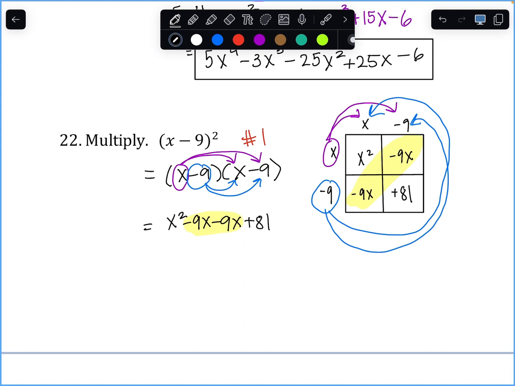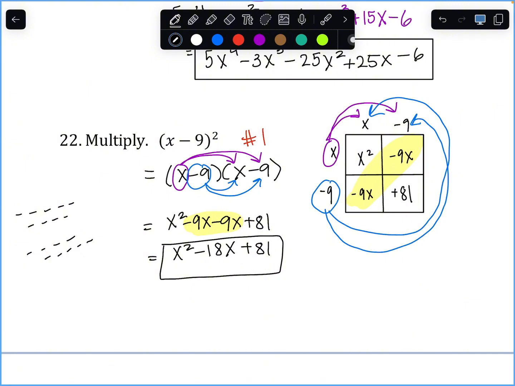It's addition. So you got 9 negatives, 1, 2, 3, 4, 5, 6, 7, 8, 9, and then 1, 2, 3, 4, 5, 6, 7, 8, 9 more negatives. How many negatives are in total? 18 negative. Yeah, so it's negative 18x plus 81. This is a common mistake that happened in all of my periods, okay?